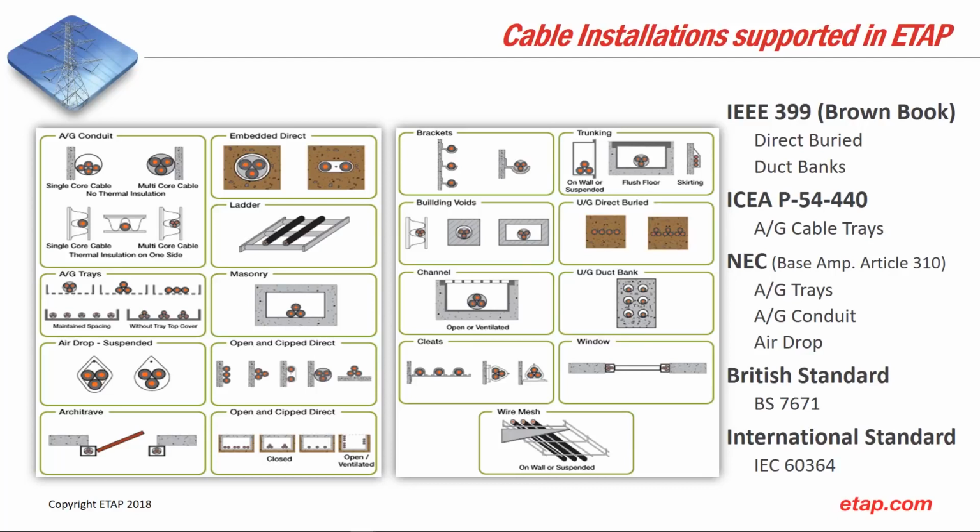But essentially, let's cover the ANSI or North America cable installation standards supported in ETAP. So we have the IEEE 399, which is also known as the Brown Book, and it provides the rating factors for direct buried as well as duct banks. This standard is mostly used for industrial applications, typically on medium voltage cable applications.